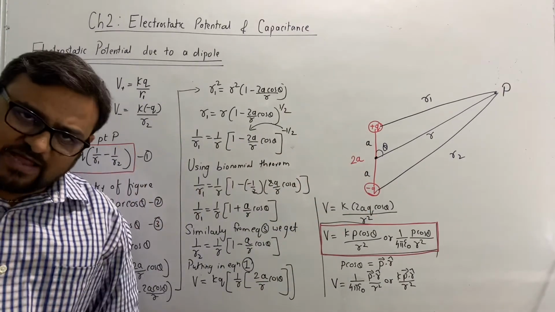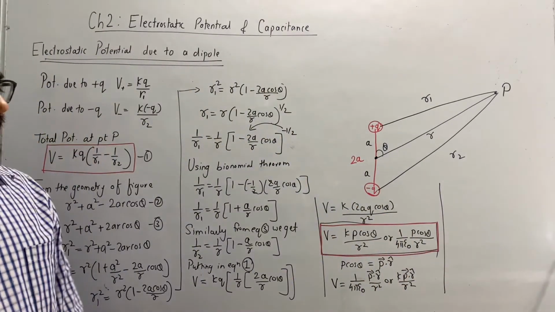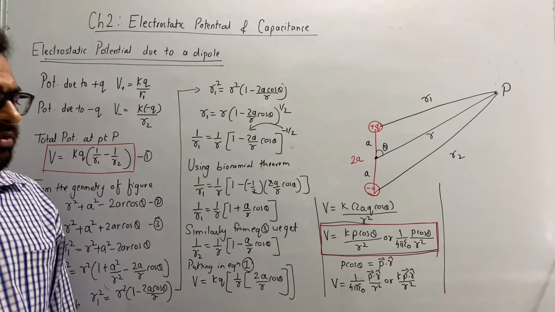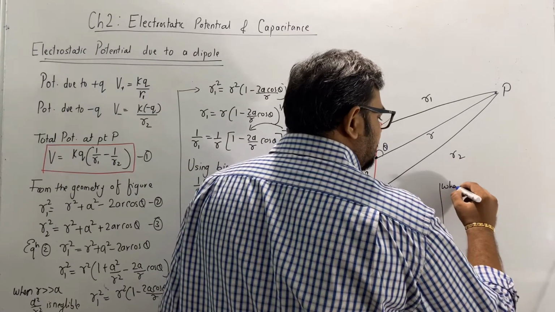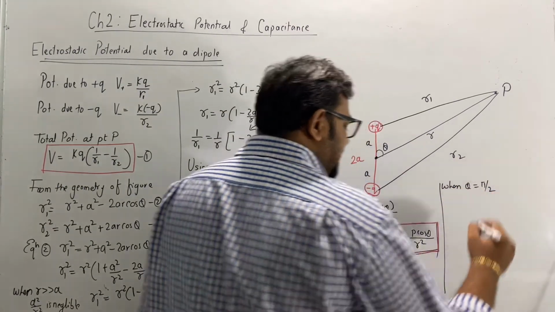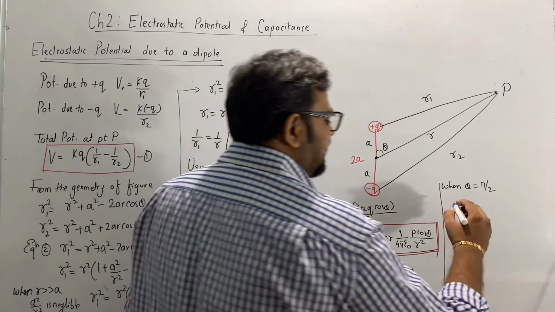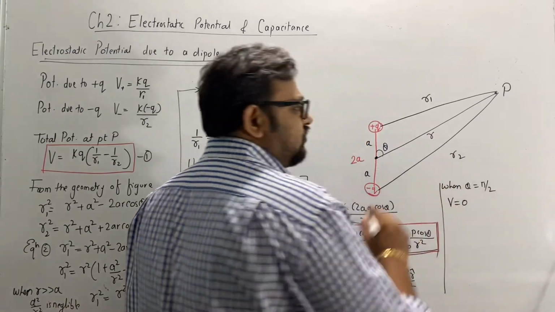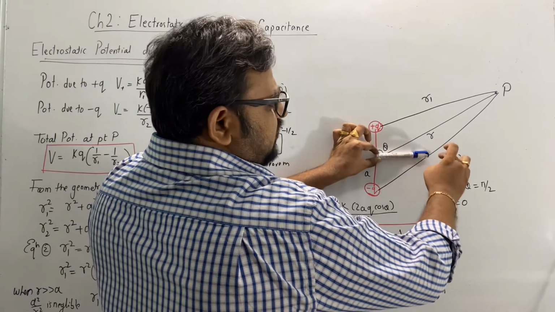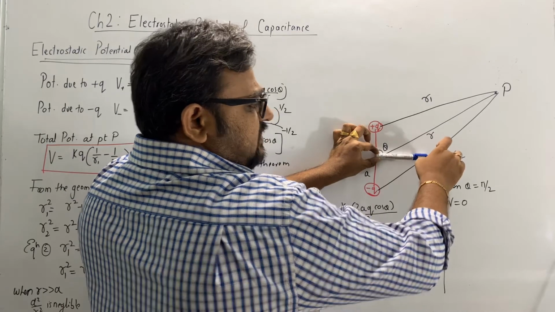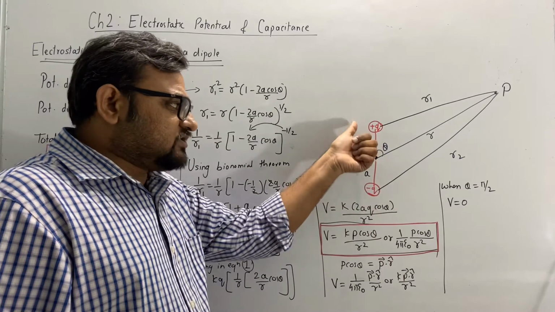Now, taking different cases. When theta is equal to pi by 2, what is the value of cos pi by 2? 0. So the potential will be equal to 0. In which case will theta be pi by 2? If it is in this way, this distance will be the same. So potential due to plus will be equal to potential due to minus, but one will be positive, one will be negative. So the resultant will be 0.